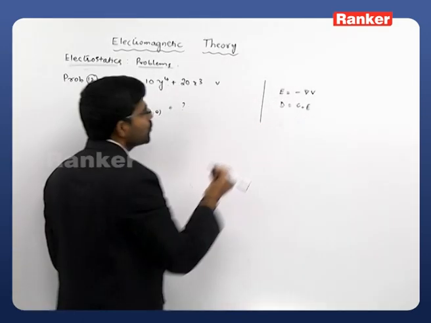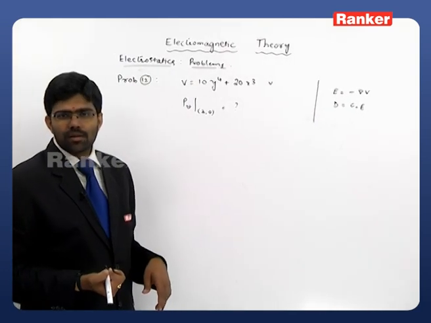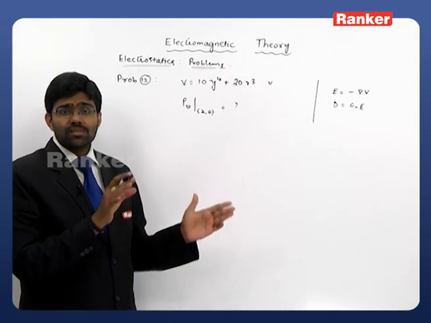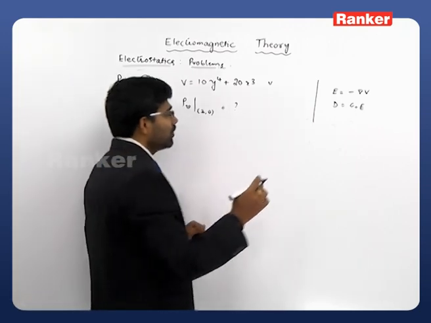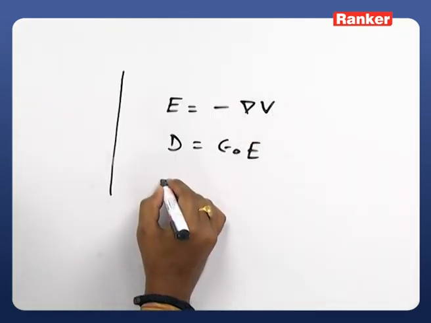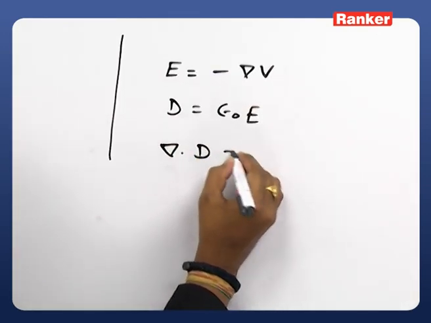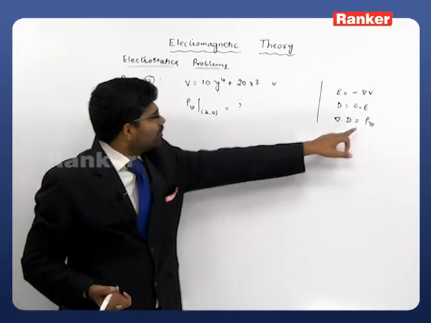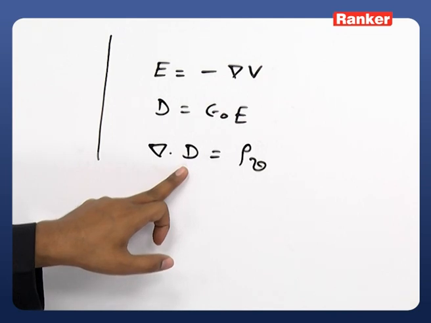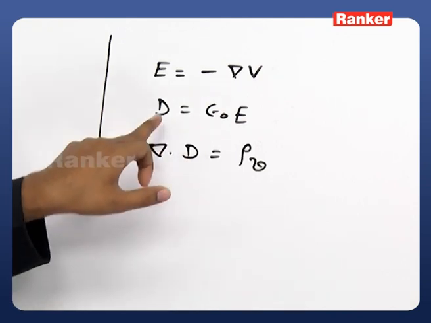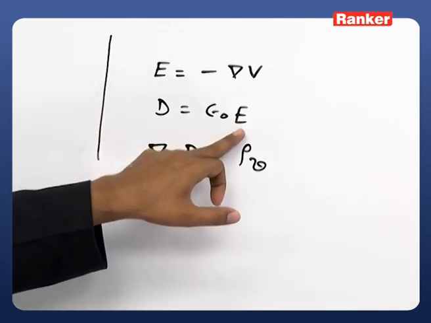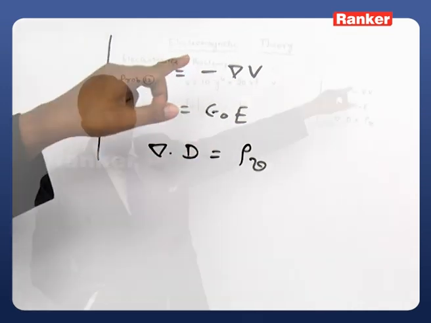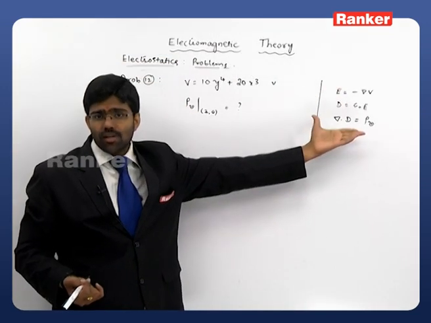Since it is given in free space, you can write that one as epsilon naught E. And we have a relation between this D and rho V from our classic law, that is our Gauss law, del dot D is equal to rho V. So volume charge density can be calculated using this D, but we have no D. Instead of D, what we have is E, but E can be calculated from the potential V. So substitute in that particular equation only.